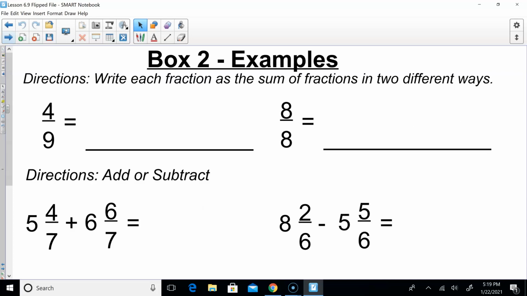So right now I want you to pause the video because you've done these a lot. It said write each fraction as a sum of fractions in two different ways. And I want you to add and subtract. So you might as well do all the problems on here right now. Pause it. See if you can beat me. See if you get the correct answer. That way we can sit and watch and be like, yeah, I could teach this class. All right, and here we go.